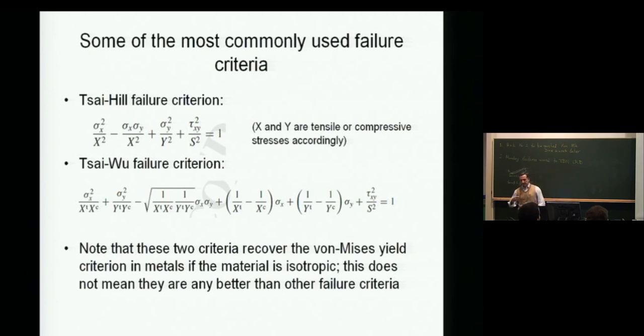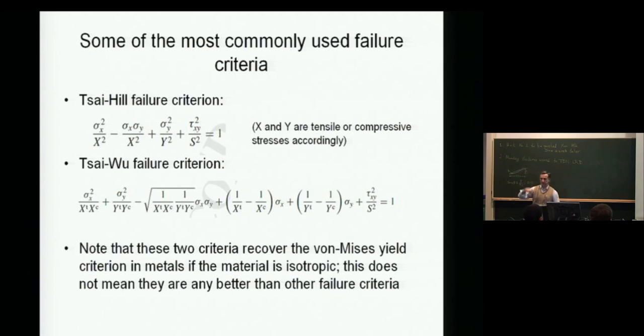Then there was a generalization that Steve Tsai and Ed Wu did, which said, okay, this really doesn't recognize the fact that I can have different tension strength and compression strength in a composite, while, as I said, in metals those tend to be close enough that you can use a single value. So let me now introduce the xt and xc, which are the individual tension and compression values, and the yt and yc for transverse, and the s value here. Now this criterion becomes this one.